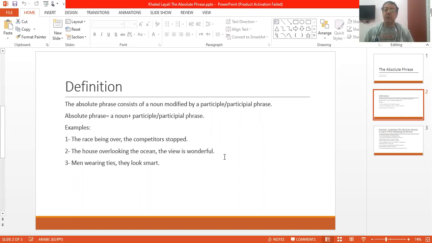In a previous video, we talked about participles, and we knew that the participle might be a present participle or past participle. In other words, ending in ing or ending in ed, or some other form, depending on the form of the irregular verb in the past participle. All right. Today, we are focusing on the absolute phrase. The absolute phrase has two elements. We should have a noun, and the noun should be modified by a participle or a participial phrase.